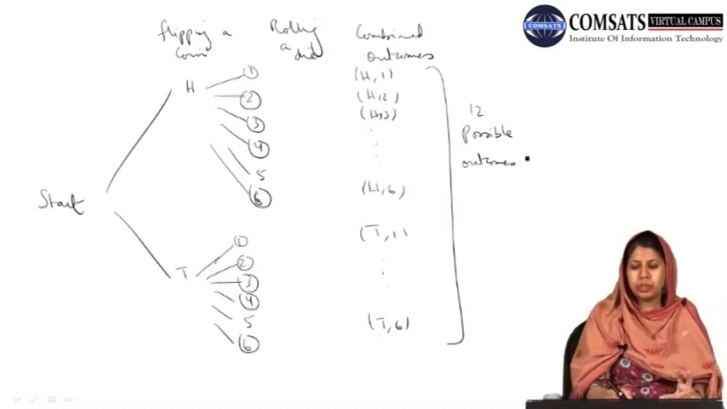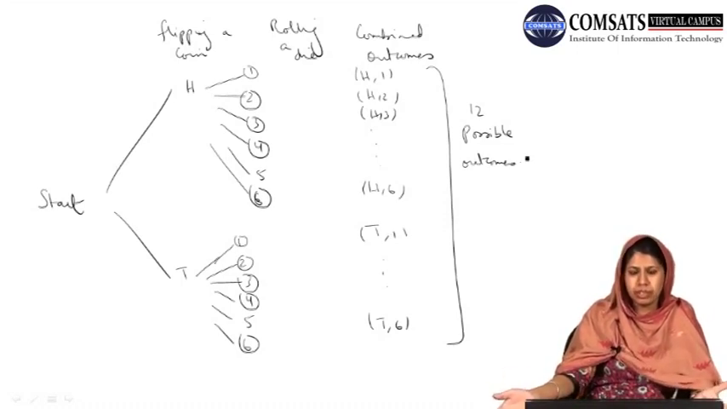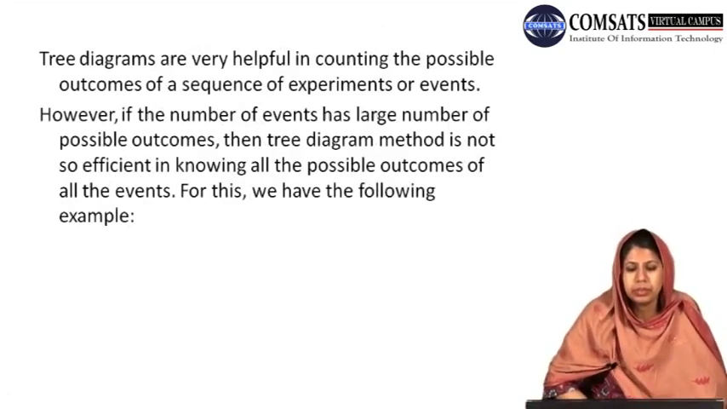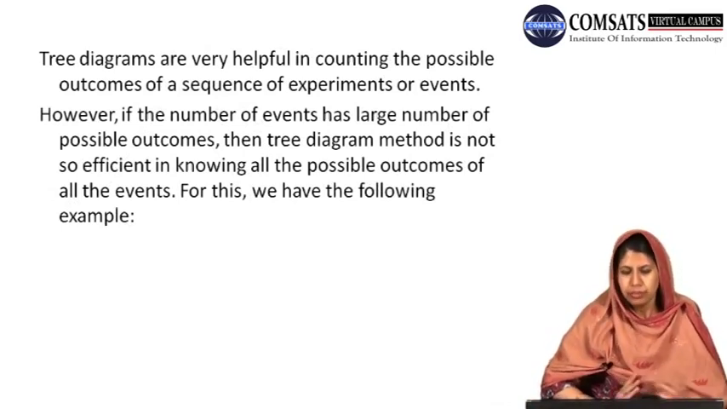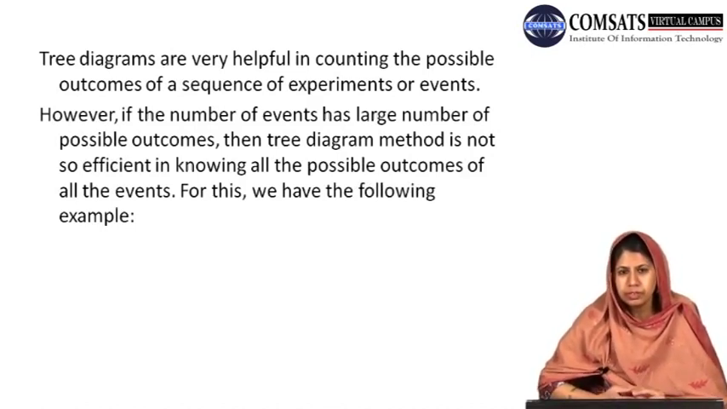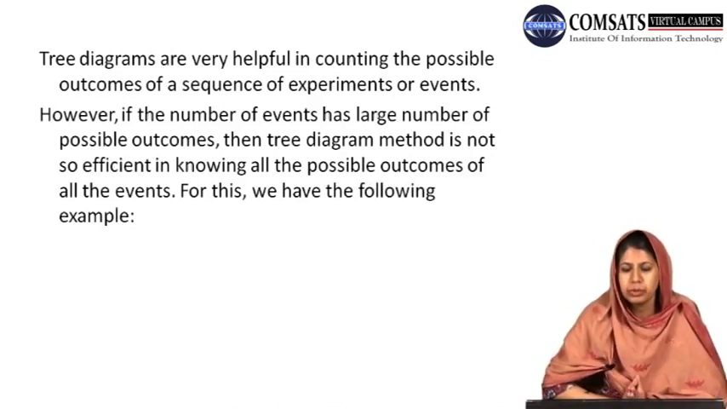Luckily, in both of these examples, the number of possible outcomes is the same, that is 12. But if we change the order of our events or stages, then the possible outcomes will definitely change. Now, tree diagrams are very helpful in counting the possible outcomes of a sequence of experiments or events. We have seen 2 examples where we have 2 events, first rolling a die and then flipping a coin, and with the help of a tree diagram we come to know all the possible outcomes.